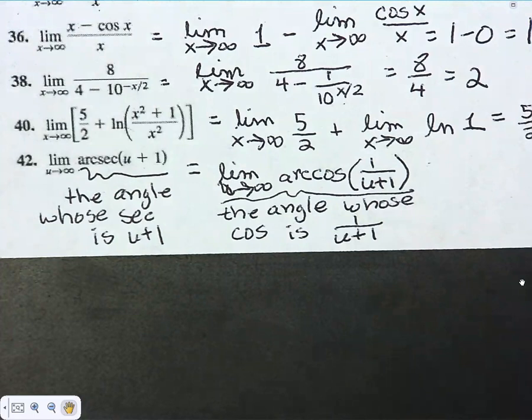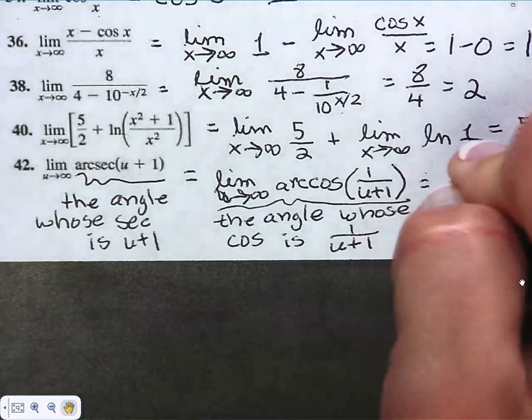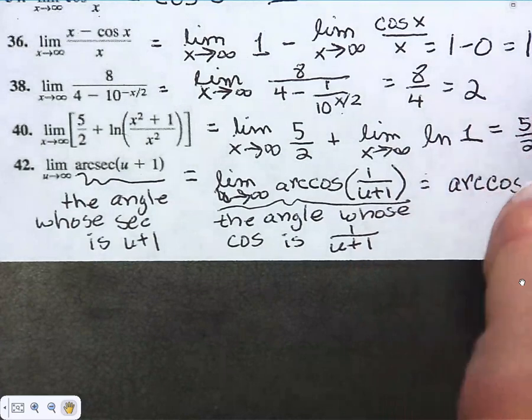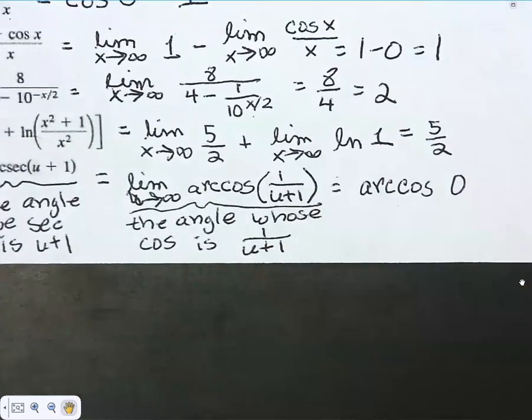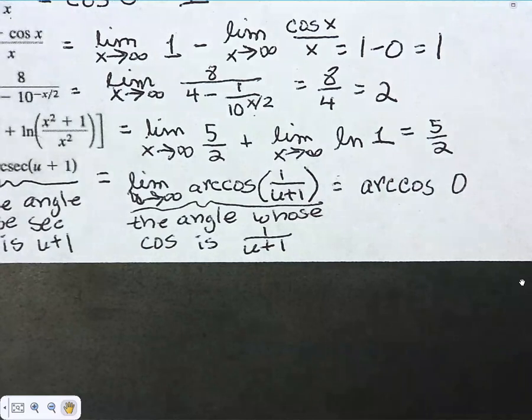That's becoming 0. That's becoming closer and closer and closer to 0. So this whole thing is becoming darn close to arc cosine of 0. That's the angle whose cosine is 0. Arc cosine always returns me an angle on the interval 0 to pi. In the interval 0 to pi, where is cosine 0? Pi over 2.